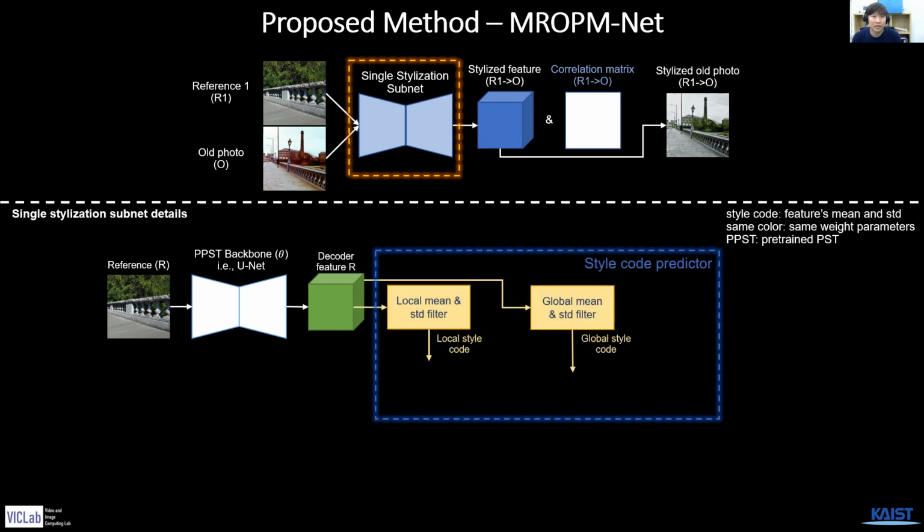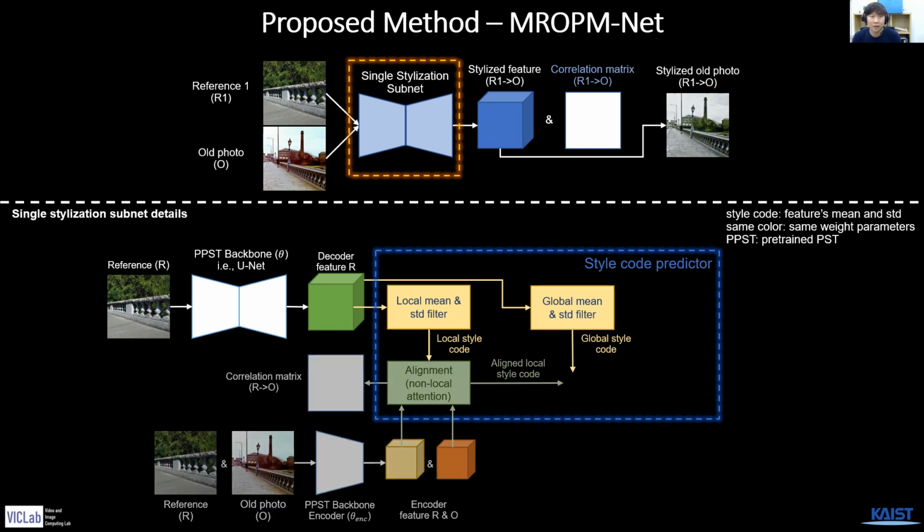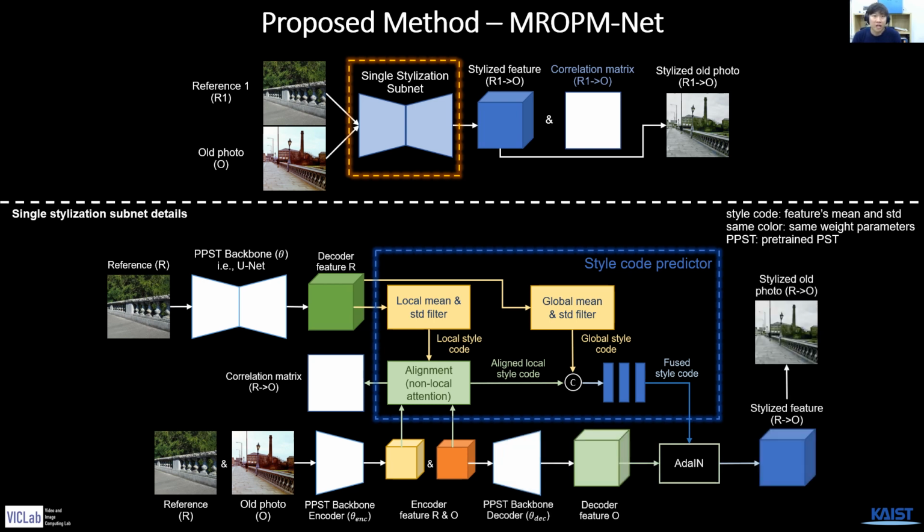First, we compute the local style code through local filter operation and the global style code through channel-wise computation. Then, the local style code is aligned by using non-local attention between the features of old and modern photos. The local and global style codes are then fused through channel-wise concatenation. Then, we perform style transfer by using adaptive instance normalization to modulate the decoder's features of the old photo.